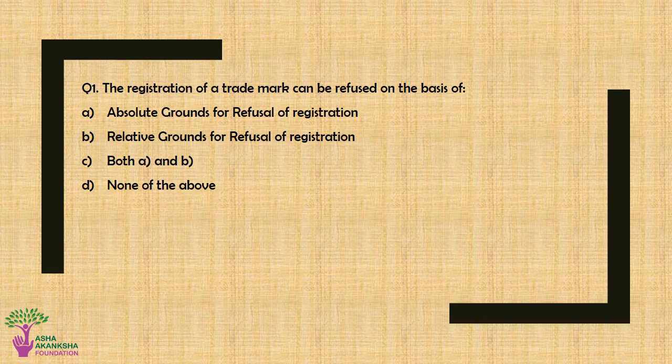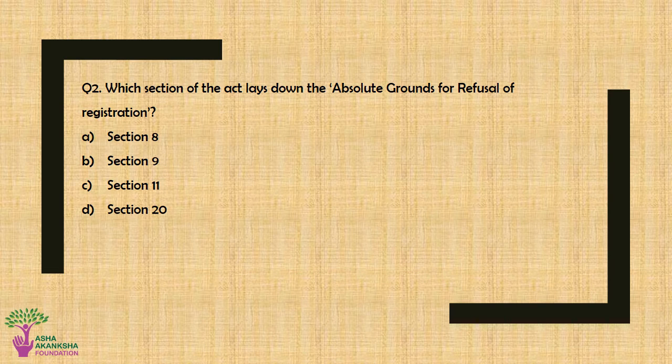Question number 1. The registration of a trademark can be refused on the basis of option A. Absolute grounds for refusal of registration. Option B. Relative grounds for refusal of registration. Option C. Both option A and option B. Or option D. None of the above. So the correct answer for this question is option C. Both option A, absolute grounds, and option B, relative grounds.